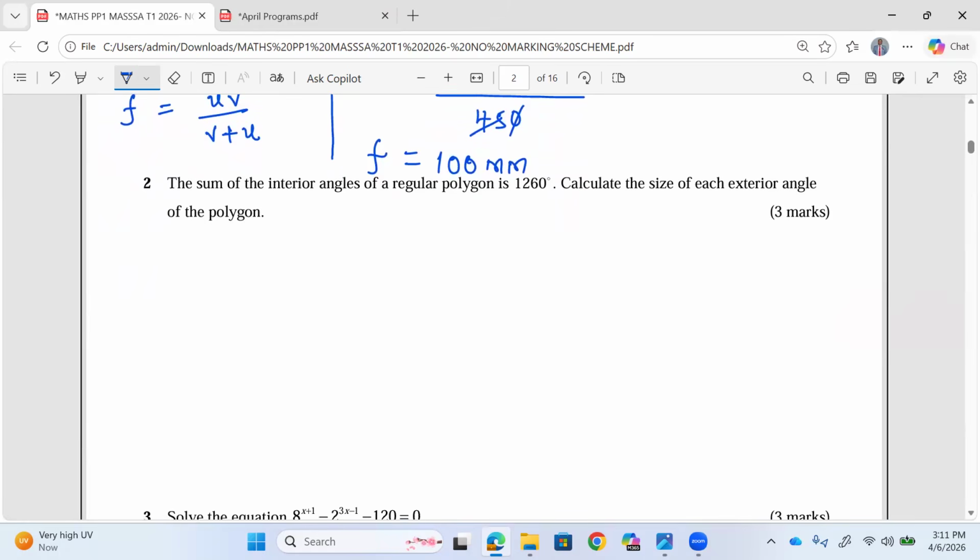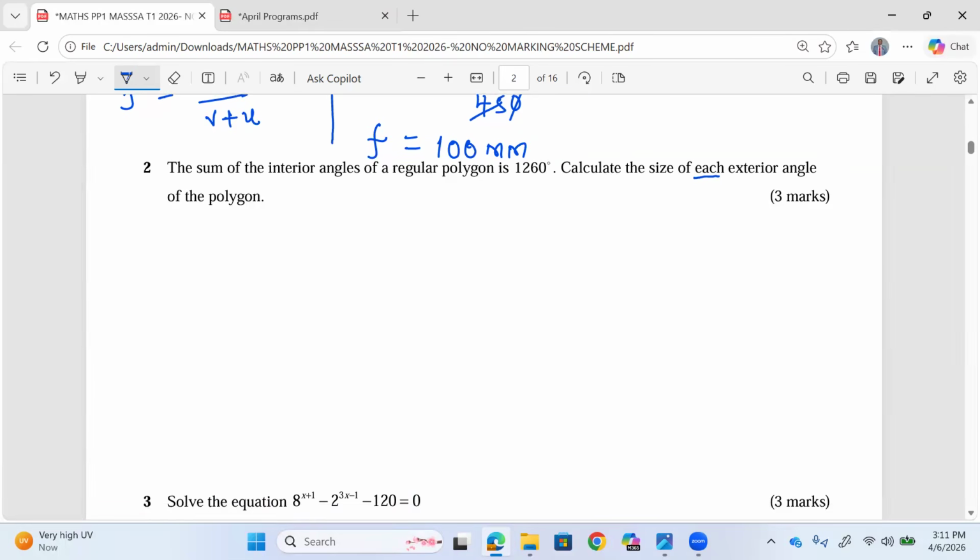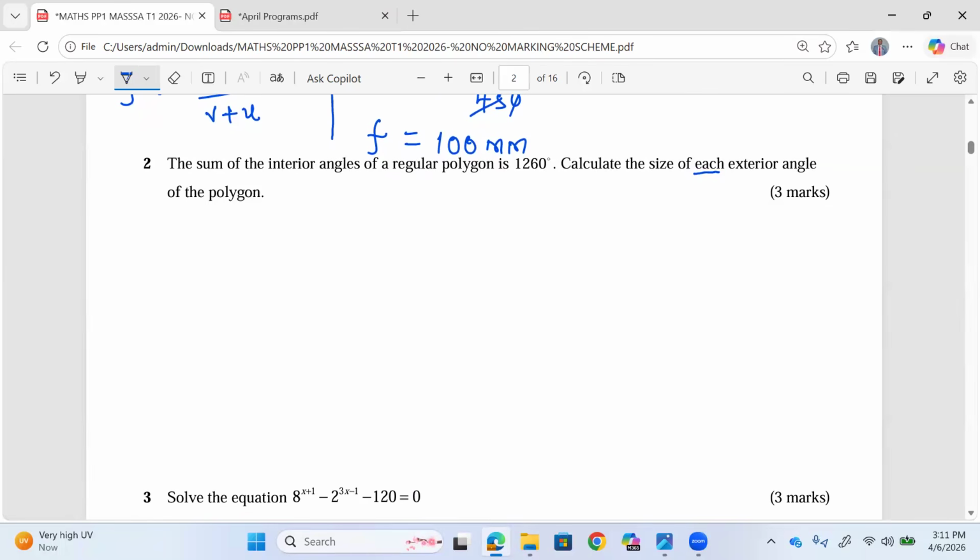Number 2, the sum of the interior angles of a regular polygon is 1,260. Calculate the size of each exterior angle of the polygon. This is a very good question from Angles and Polygons.